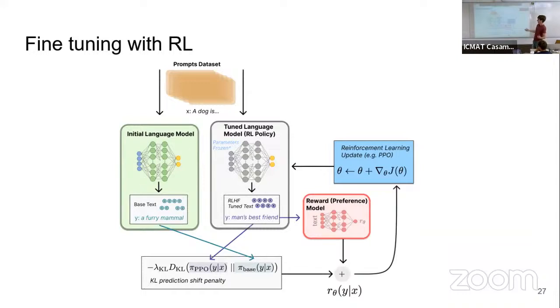This is just a diagram of the process, because people in deep learning love putting diagrams. We have our prompt data set. We have our original language model and a copy that we are training. So we generate a response, and we rate the response with the reward model. So we get the reward part.